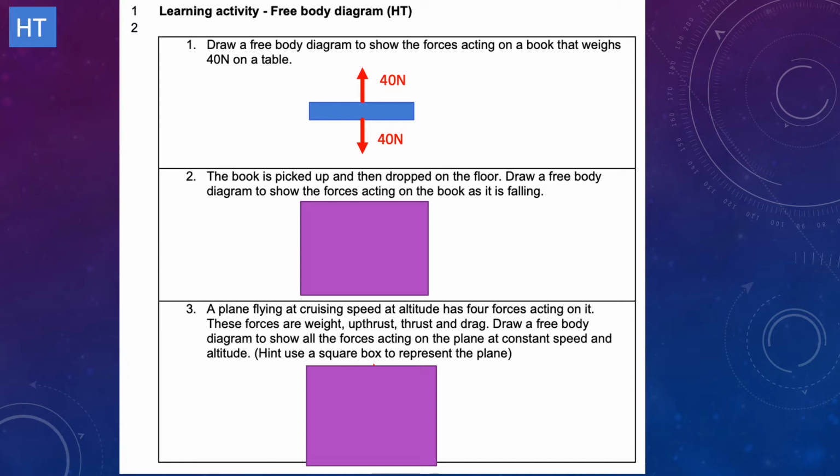Number 2 and 3 are asking you to do the same thing, but with different scenarios. So number 2 is asking, if the book is picked up and then dropped on the floor, draw the free body diagram when it is falling. And number 3 is just asking for a plane that's at cruising speed and it has 4 forces acting on it. So make sure you're labeling your 4 forces for number 3.